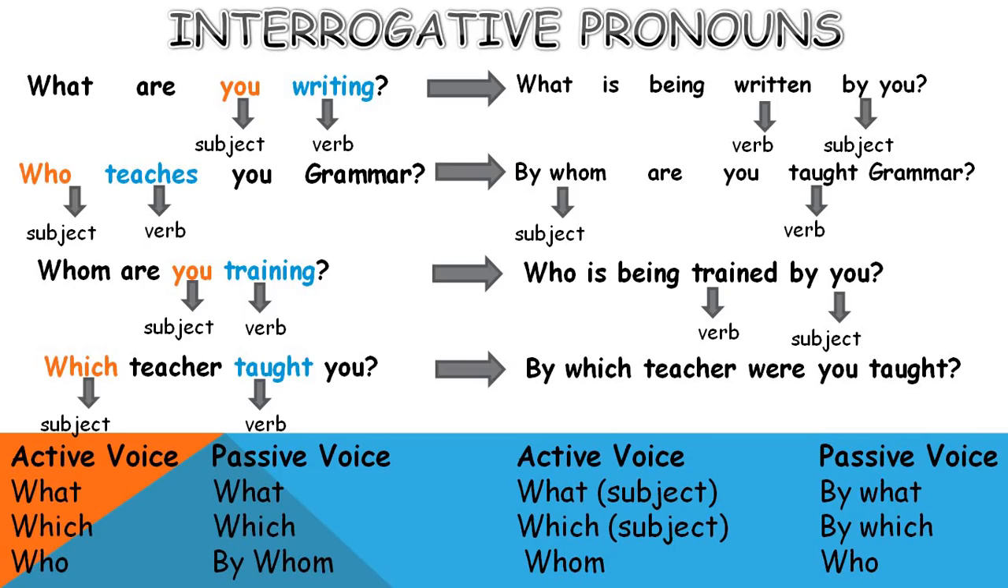I have mentioned the rules for using interrogative pronouns here. What will remain the same in passive voice as long as it's not used as a subject. Which will remain the same. Who will become by whom. What and which, if used as a subject in the passive voice, will become by what or by which. Whom will become who.